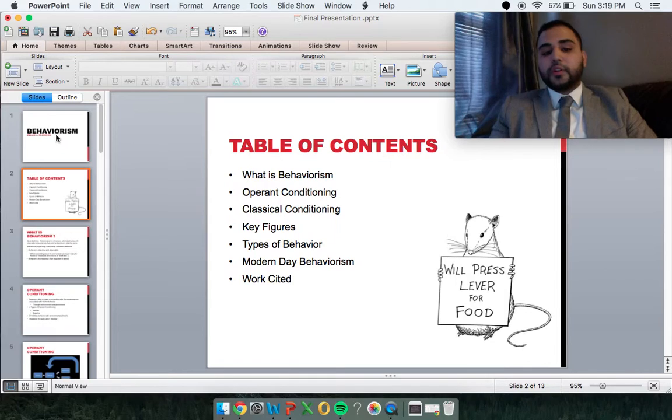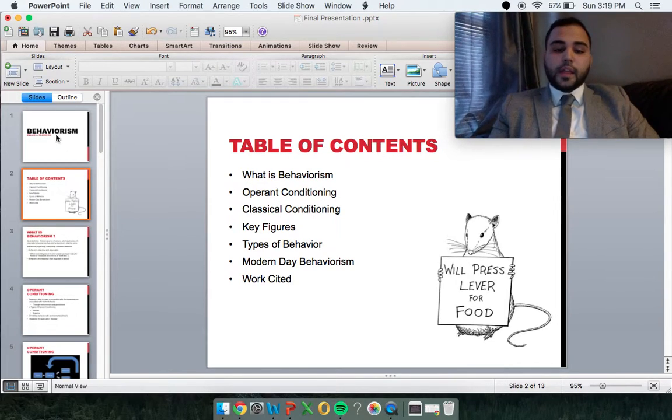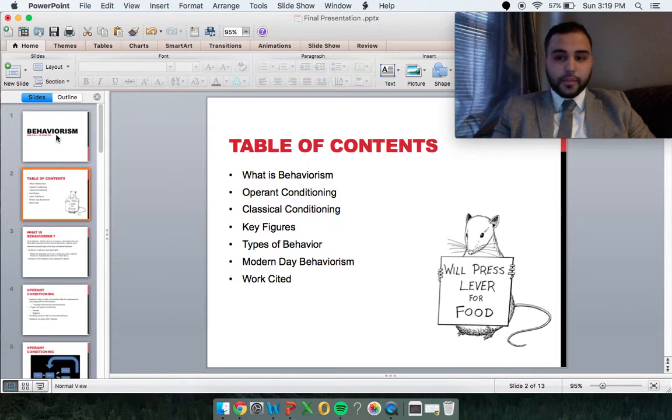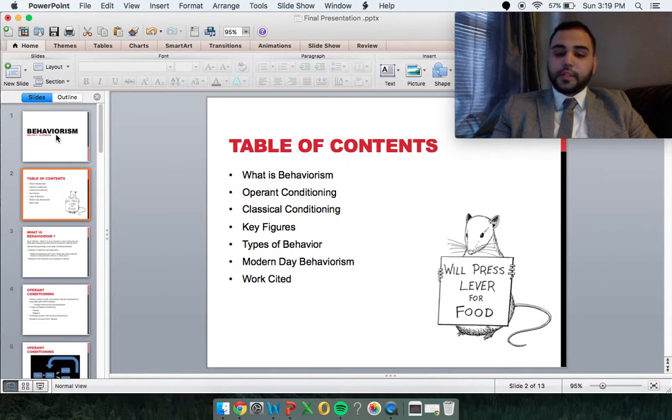Then from there, we will continue on to key figures, the people that contributed to behaviorism and made it what it is today and what is known for today. And then we will get into the different types of behavior that had to do with behaviorism. And then we would finish off with modern day behaviorism and the works cited page.